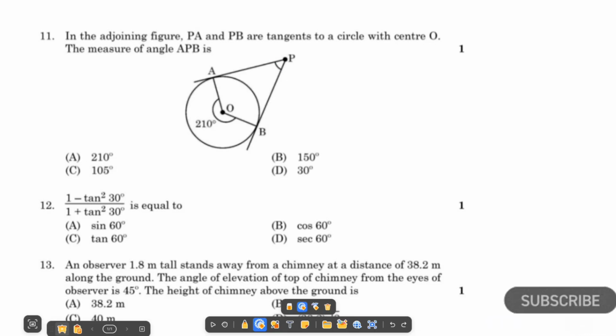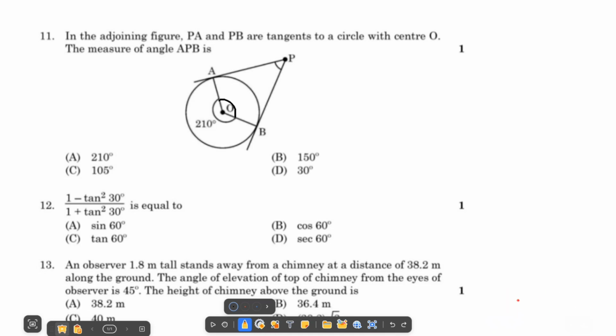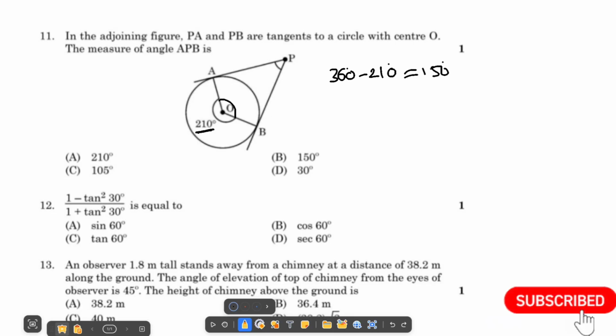So here we know that the angle around the center is 360 degrees. This total angle is 360 degrees. So already we have been given 210 degrees, right? So this angle will be equal to how much? 360 degrees minus 210 degrees. So it is equal to 150 degrees. So the angle at the center, this side, is 150 degrees.